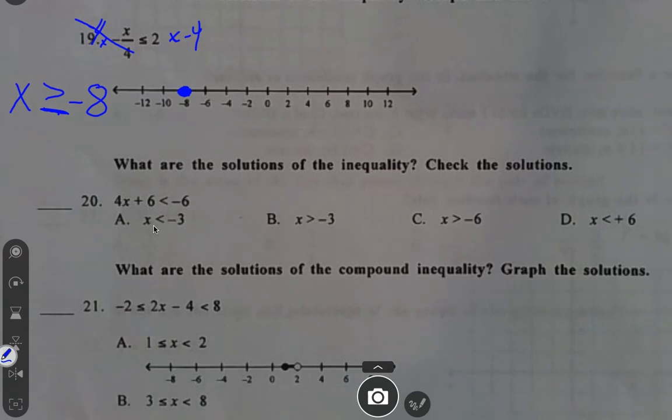Okay, and what numbers are bigger than negative 8? How about like 10 and 12 and 8? So I'm going to go towards those. I'm going that way. So that's my answer for that one.